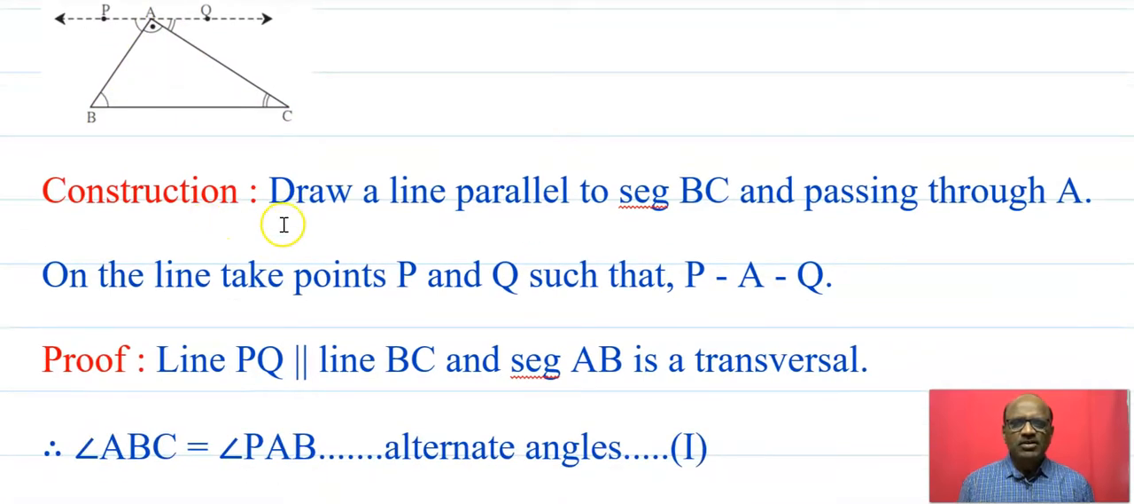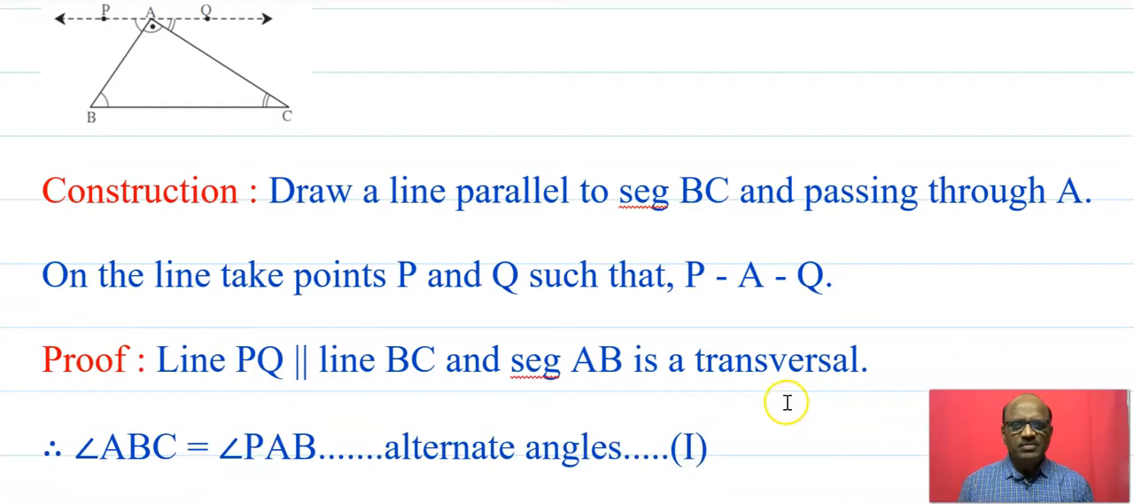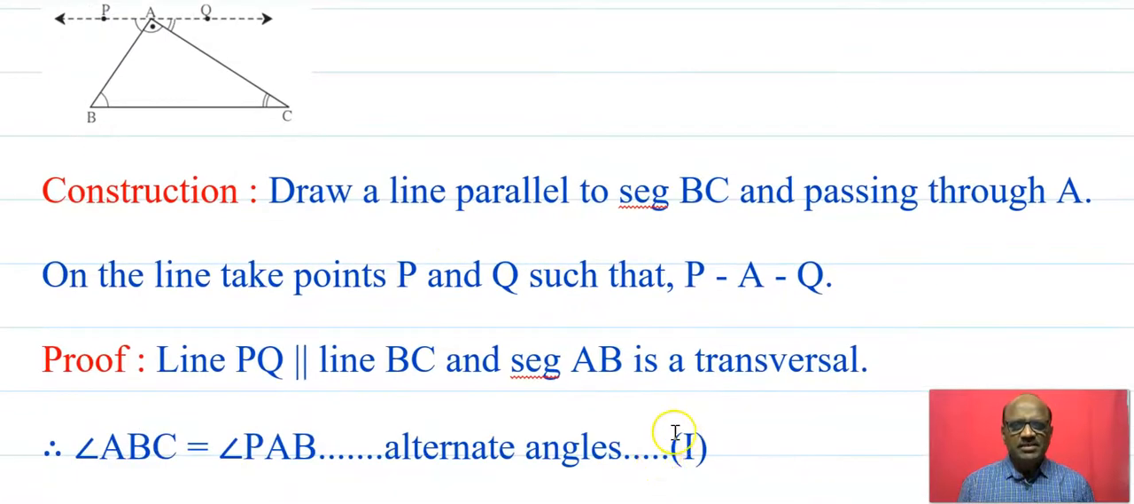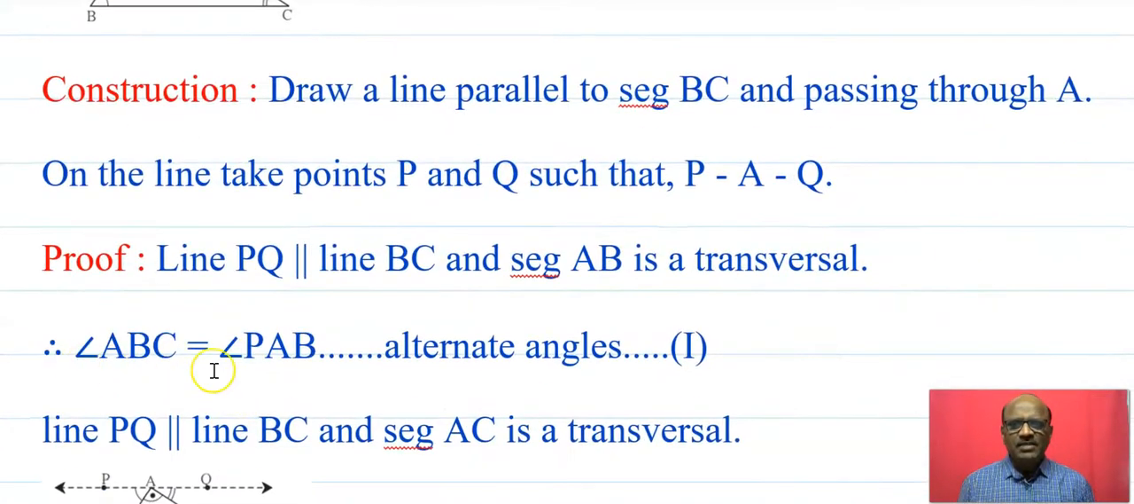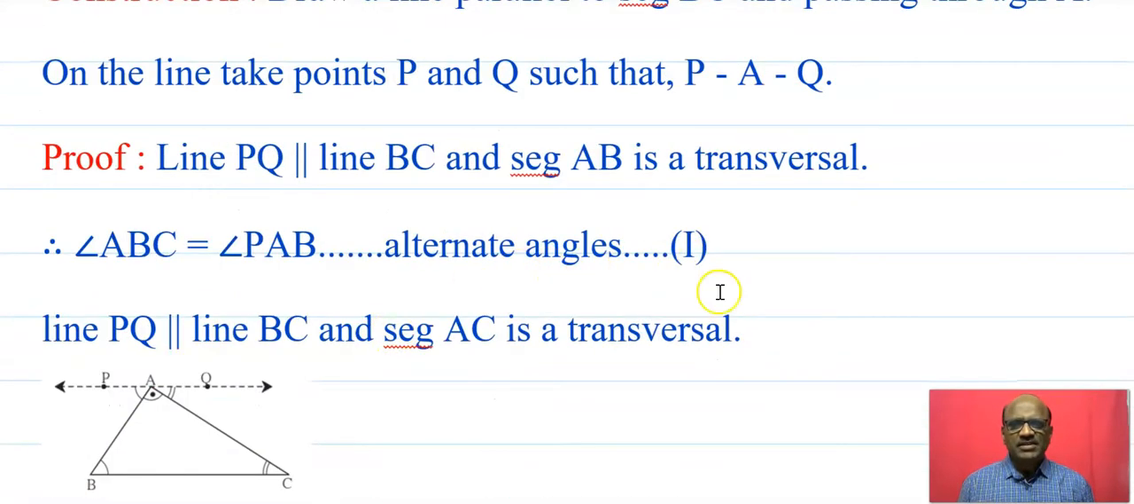Now let us start. Draw a line parallel to segment BC and passing through A. On this line we will take the points P and Q, such that the point A is between P and Q. Now the line PQ is parallel to BC, AB is their transversal, therefore measure of angle ABC is equal to measure of angle PAB. This is statement one, that is alternate angles.